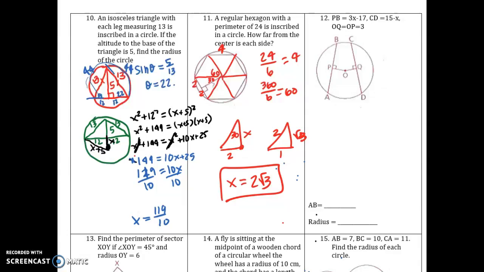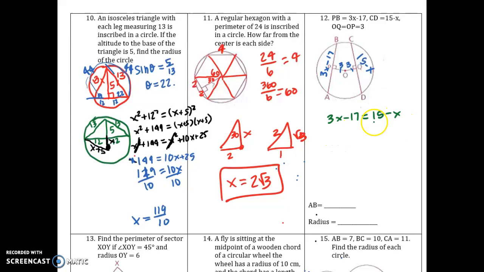Then the next one, we've got PB is equal to 3x minus 17. And CD is 15 minus x. And OQ and OP both equal 3. So those two segments are equal, which means they are equidistant from the center, which means that the two chords have to be equal to each other.